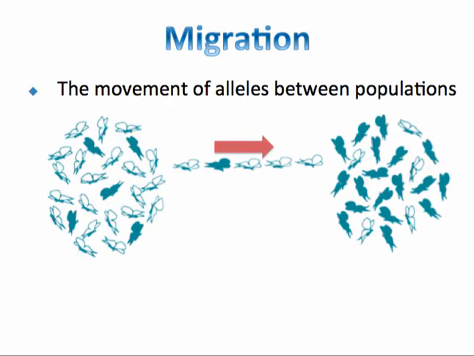What is migration? Migration is the movement of alleles between populations. From an ecological perspective, you can think of it as dispersal with subsequent reproduction. And then migration equals gene flow. So when you hear someone say there's gene flow between populations, that means that there's migration between populations.